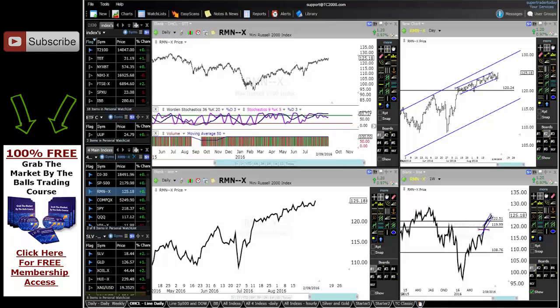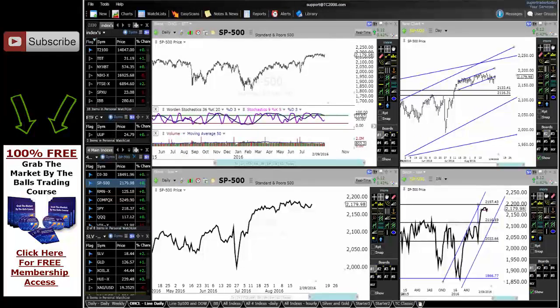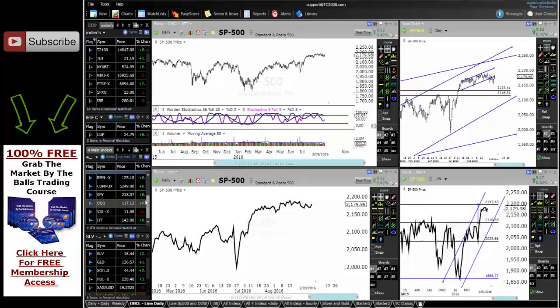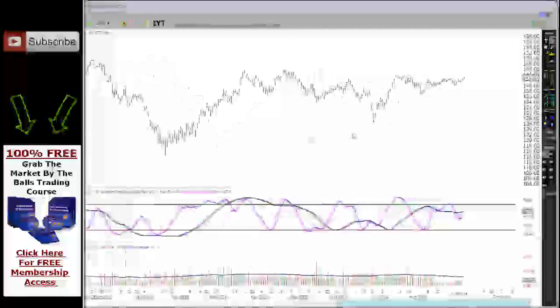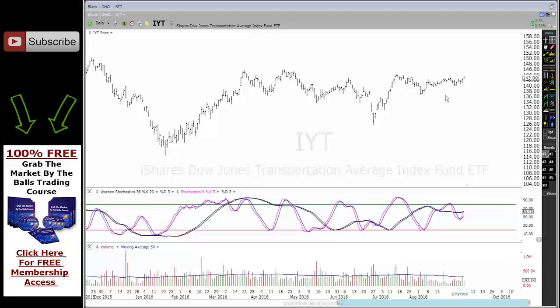Line chart for the Russell, not really much going on there, and line chart for the S&P, again, nothing going on through there as well too. So pretty much nothing through there, guys. Let's look at the transportation average as well, just quickly here.